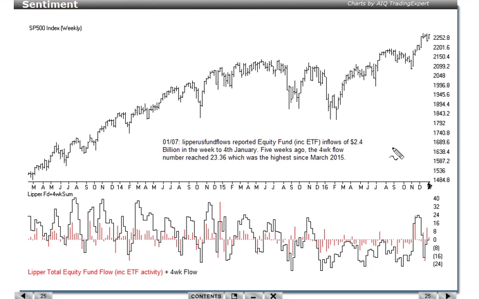The US fund flows reported equity fund, including ETF inflows of 2.4 billion in the week to the 4th of January. The 4-week flow number in black here, it's kind of neutral, very close to the zero level.